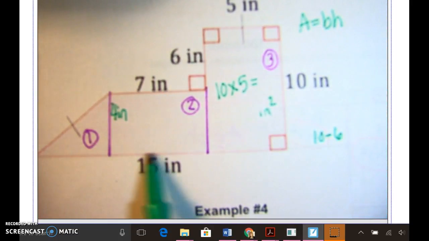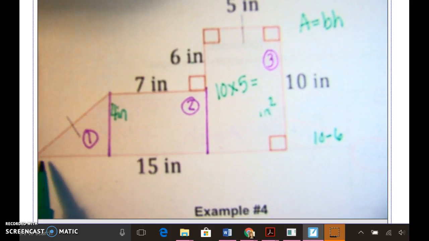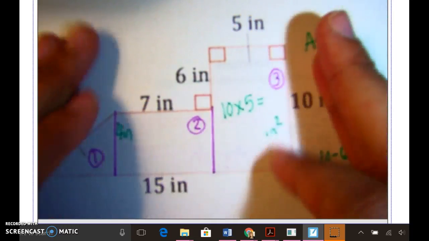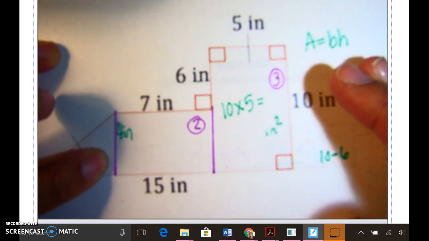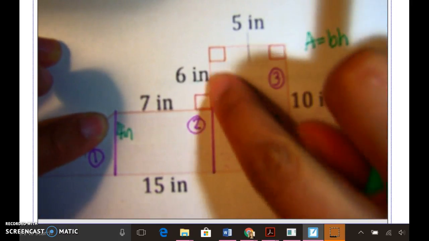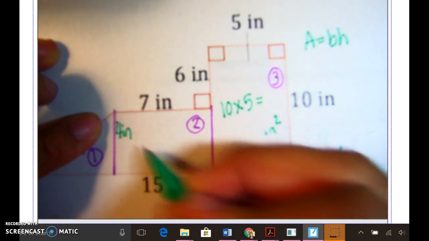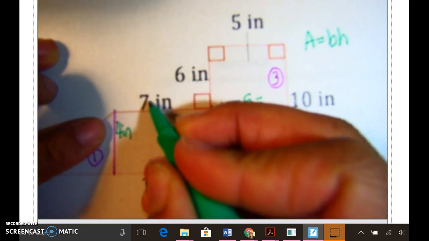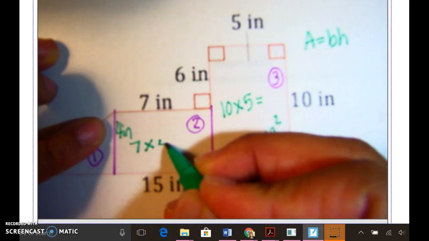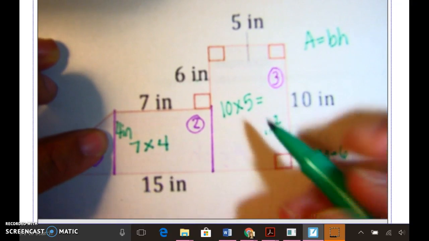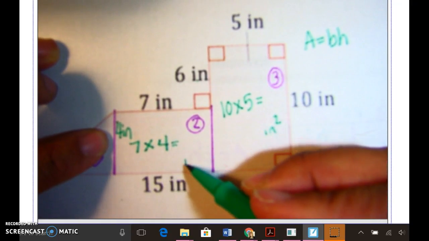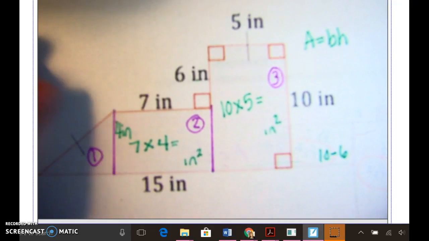This whole side is 15, but I can't multiply 15 times 7 because I'm not using the whole side. I'm just looking at this rectangle. And for this rectangle, the base is 7 and the height is 4, because 4 plus 6 is going to equal this whole length. So for figure 2, you're going to have to multiply 7, the base, times 4, the height. And again, once you get your answer, it's going to be in inches squared.